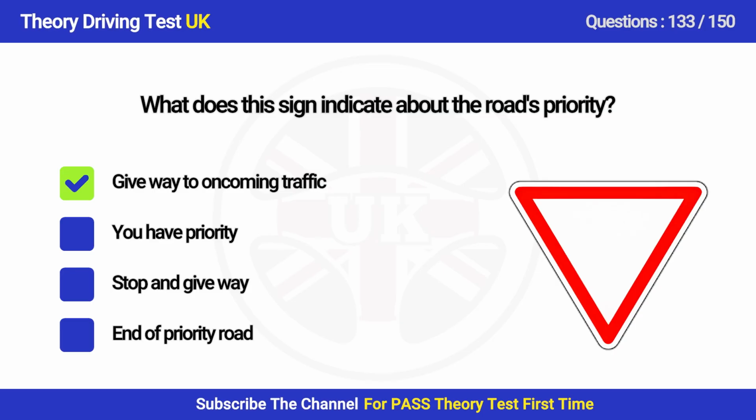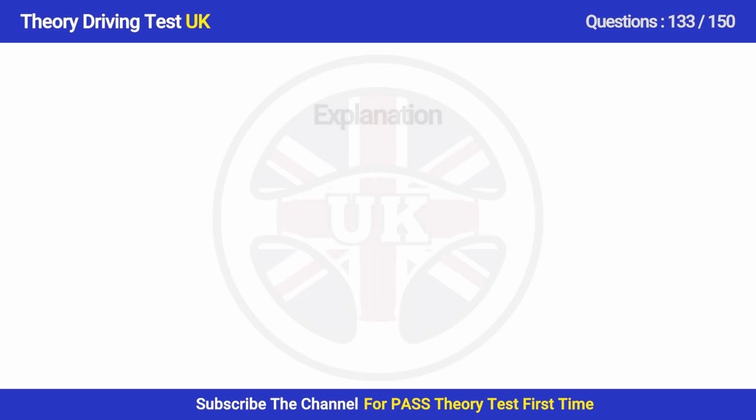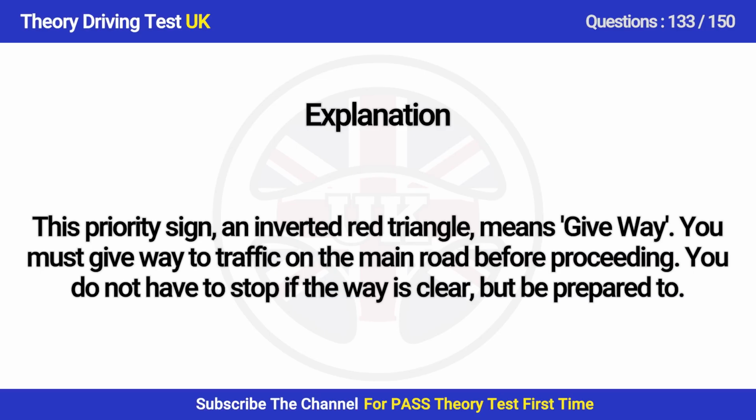Answer is A. Give way to oncoming traffic. This priority sign, an inverted red triangle, means give way. You must give way to traffic on the main road before proceeding. You do not have to stop if the way is clear, but be prepared to.